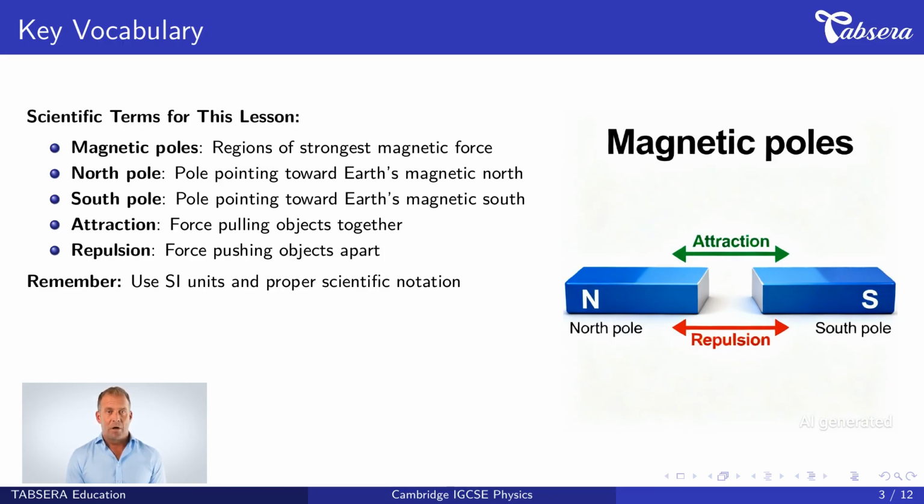Third, south pole, which means the pole that points toward Earth's magnetic south. We abbreviate this as S-pole. Fourth, attraction, which means a force that pulls objects together. Fifth, repulsion, which means a force that pushes objects apart. Understanding these terms precisely is crucial for describing magnetic interactions accurately using scientific language.